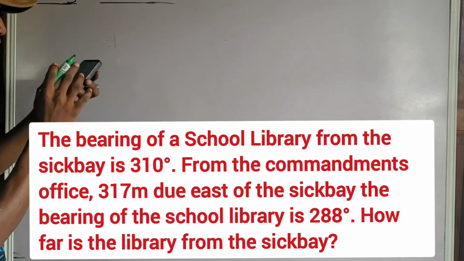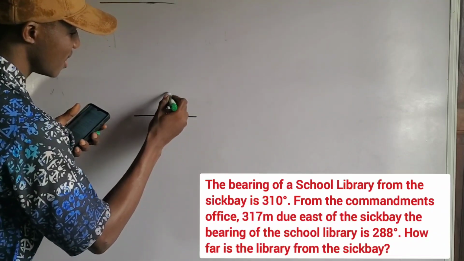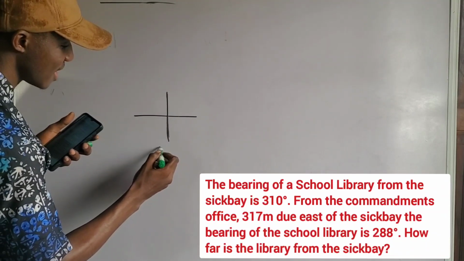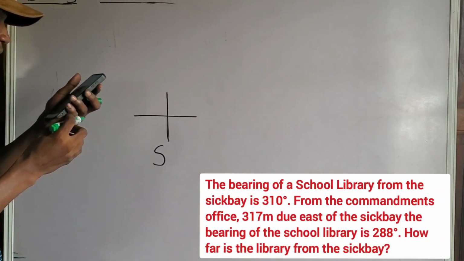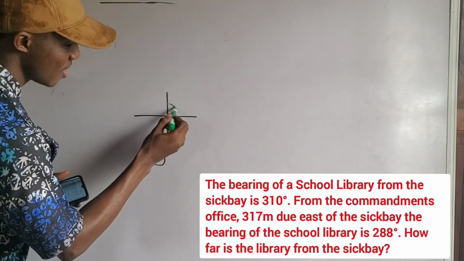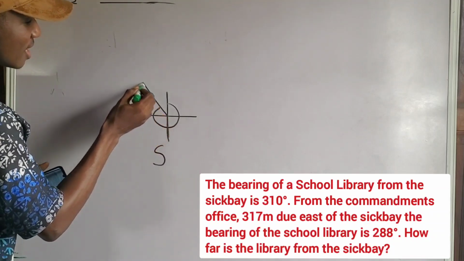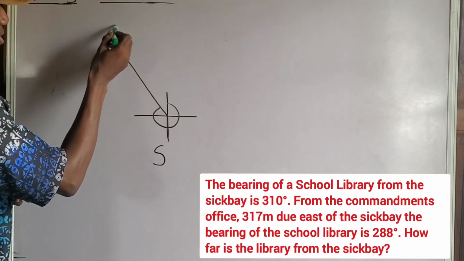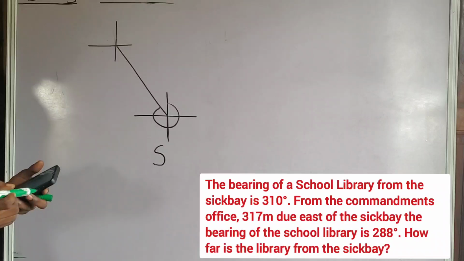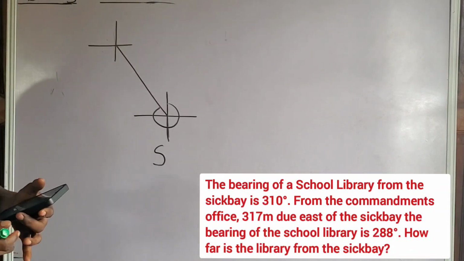Now, the bearing of a school library from a sick bay is 310 degrees. So let us call this point the sick bay. You understand? Let's represent the sick bay as S. So the bearing of the school from the sick bay is 310 degrees. That means the angle comes from this point to this point, 310 degrees.